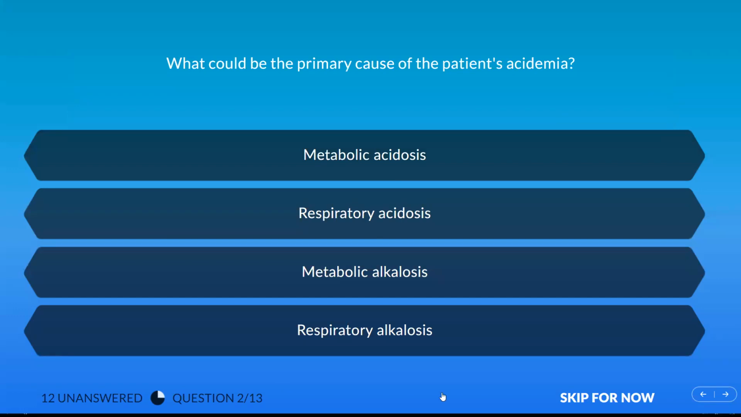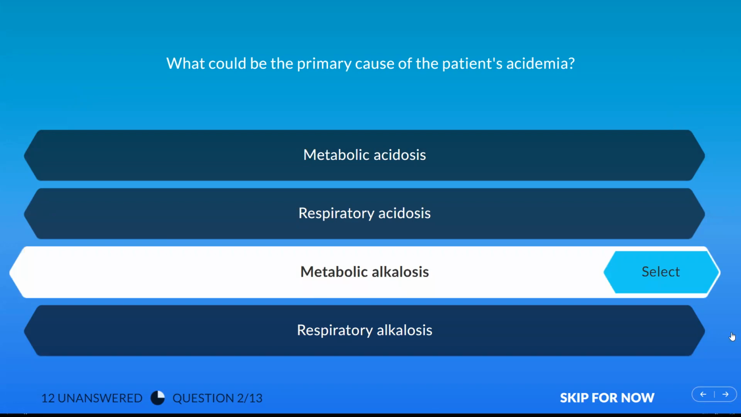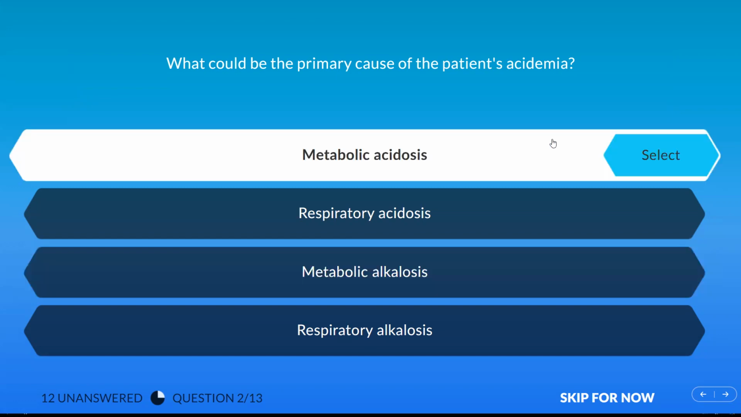Come on, Hendrik. The pH was less. Yeah, I meant to press acidosis. And the PCO2, yes, the metabolic acidosis. You should go there. Okay, go there to the metabolic acidosis. Yes, and select it.